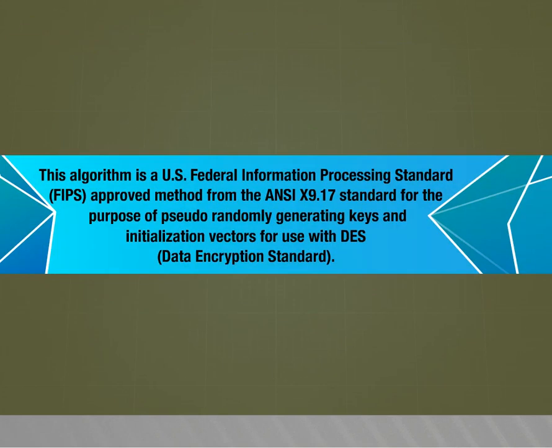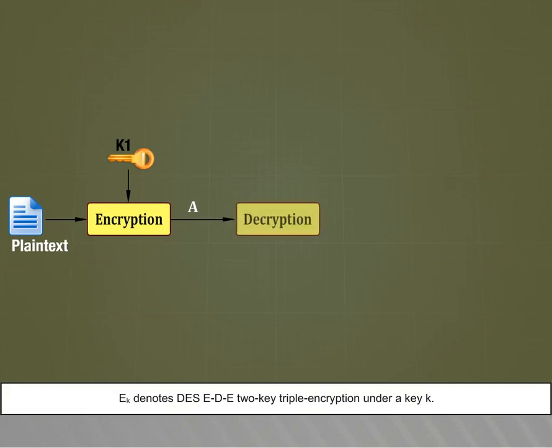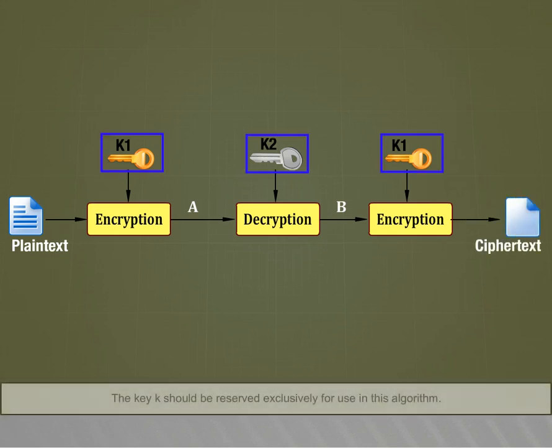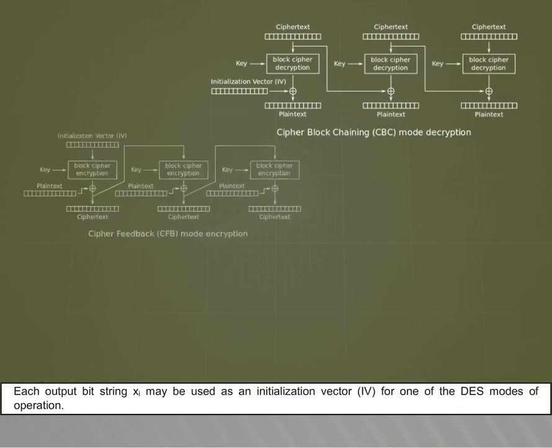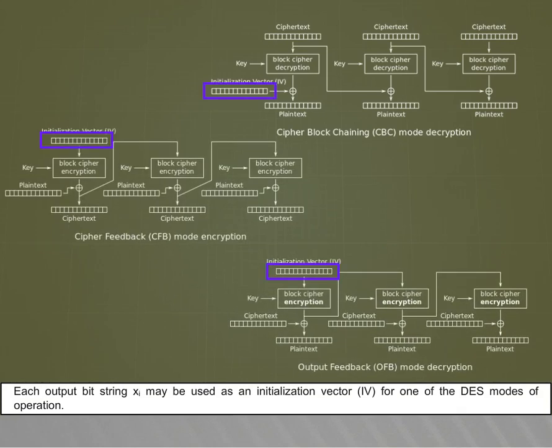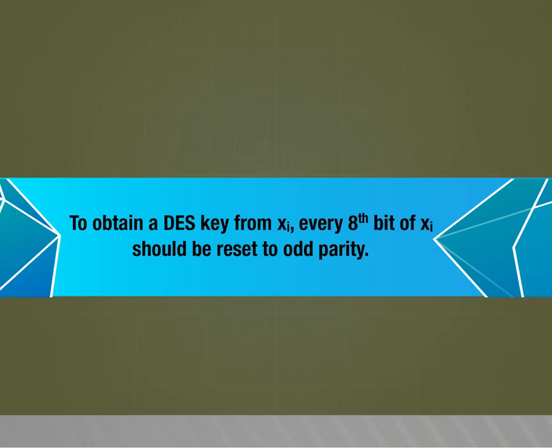This algorithm is a US Federal Information Processing Standard, FIPS, approved method from the ANSI X9.17 standard for the purpose of pseudo-randomly generating keys and initialization vectors for use with DES, that is, Data Encryption Standard. E_K denotes DES EDE 2-key triple encryption under a key K. The key K should be reserved exclusively for use in this algorithm. Each output bit string xi may be used as an initialization vector IV for one of the DES modes of operation. To obtain a DES key from xi, every 8th bit of xi should be reset to odd parity.